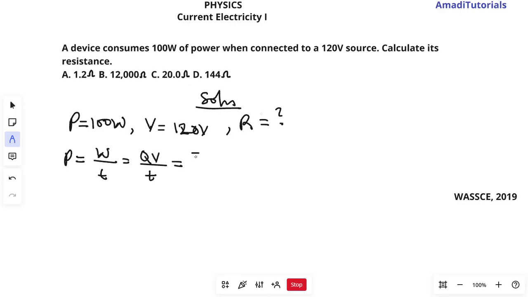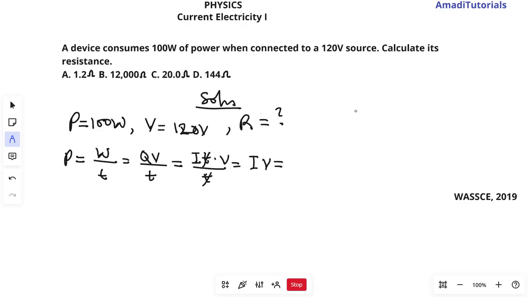Charge in itself is current times what? Time. Then times the voltage that we already have there, over T. So T will cancel T, and you have that power equals what? Current times voltage. That's why in high voltage engineering or power engineering, the unit of power is always given in kilovolt-ampere. The V there is for voltage and the A is for current. Kilo there is a prefix. So we move on.